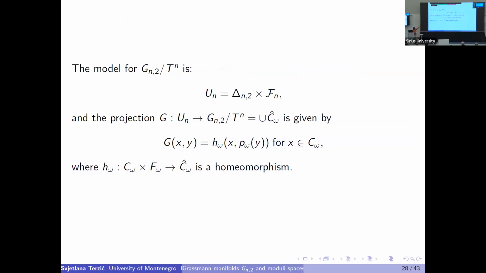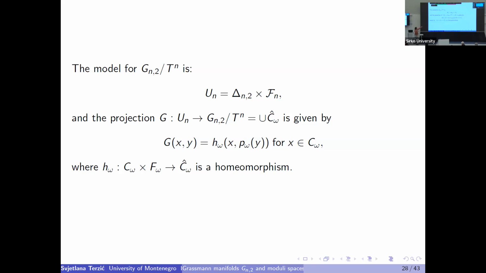Altogether, we have the space delta n2 times Fn. Then we define the projection G from this space to the orbit space, which is given as the union of these C omega hat, in the following way. I take x and y. When I take y from Fn, and x from delta n2, there exists a unique chamber C omega such that x belongs to C omega. Then for this C omega, I consider P omega of y, where P omega maps from Fn to F omega.